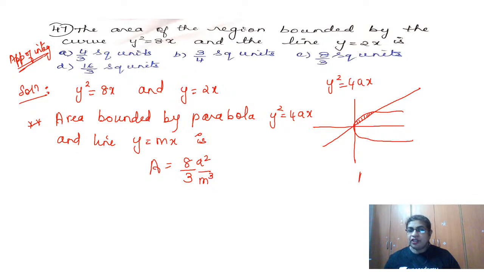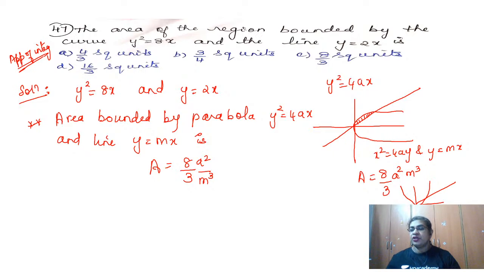You have another formula, when you have x square is equal to 4ay and the line y is equal to mx. Let me tell you both. Then it becomes 8 by 3 a square into m cube. Here, where is the parabola turning towards? The one having power 1 is y, and y is positive, so upward. You get this parabola, and if you have a line like this, y is equal to mx, you have to find this region. Now let me tell the trick to remember whether m cube is in the denominator or in the numerator.